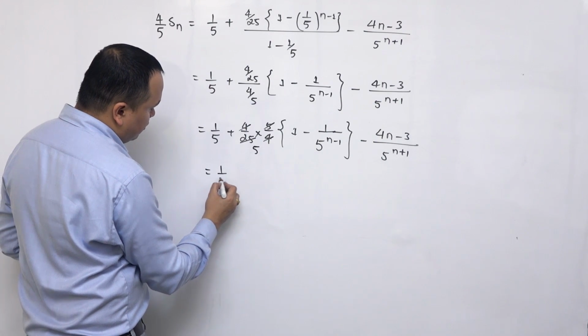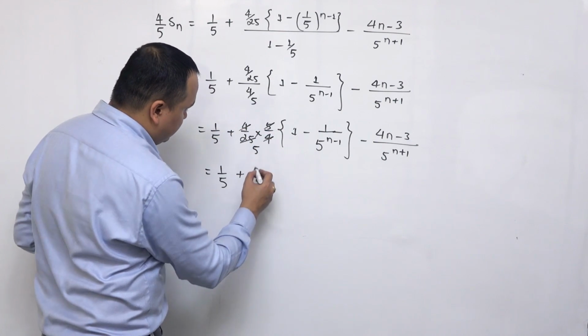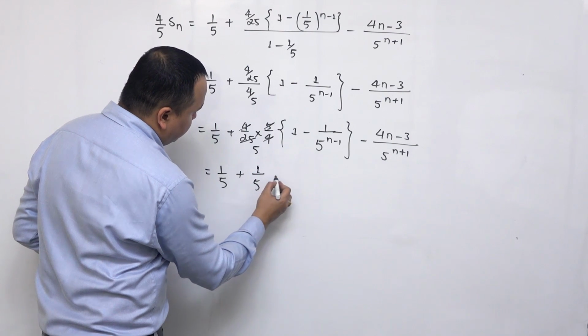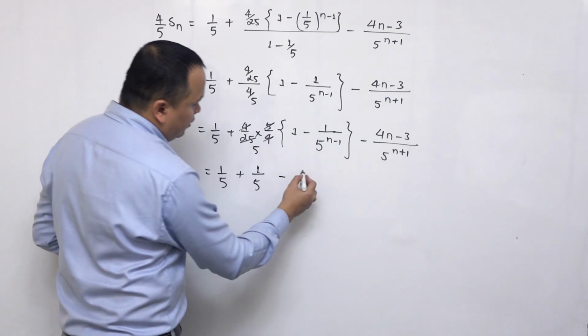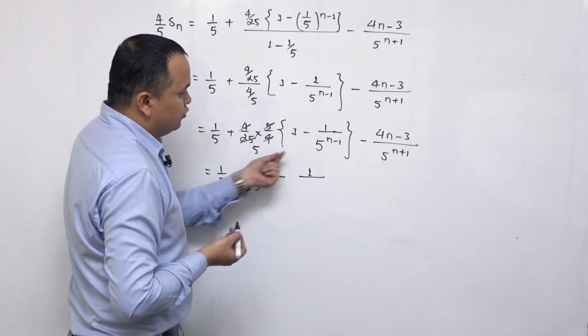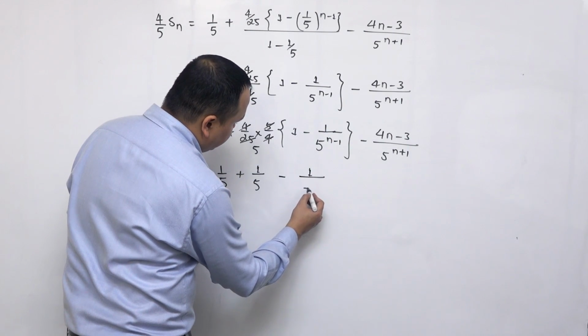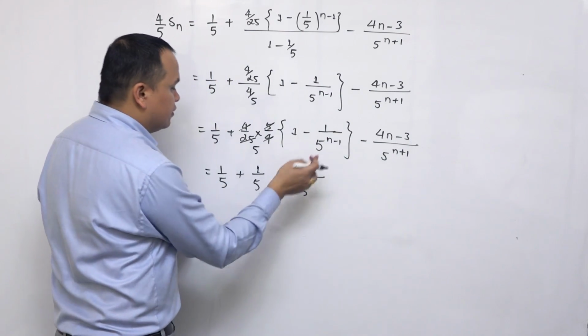So you have 1 upon 5. Here 1 upon 5 into 1, 1 upon 5 minus 1 upon 5 into 5 to the power n minus 1. The 5 to the power n minus 1 plus 1.